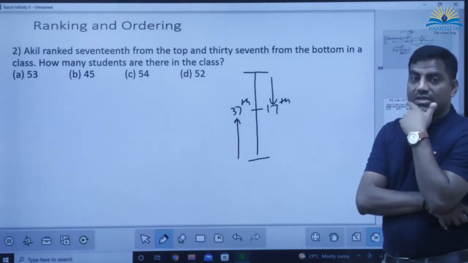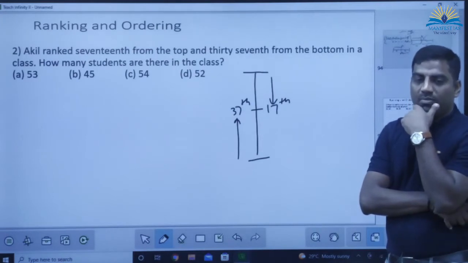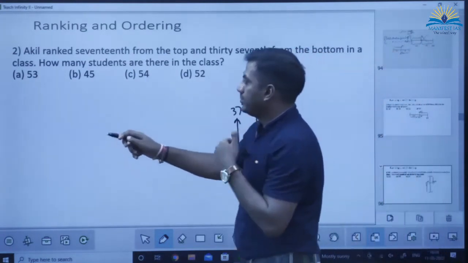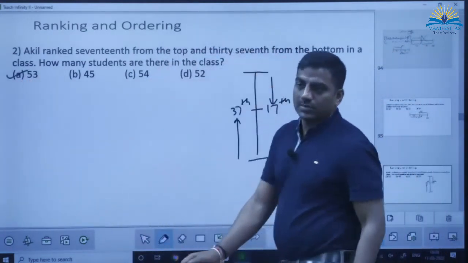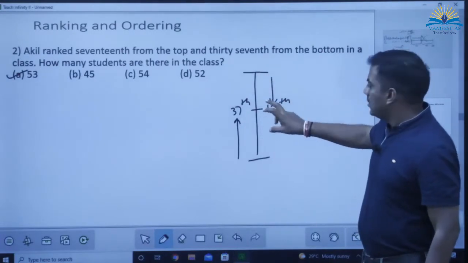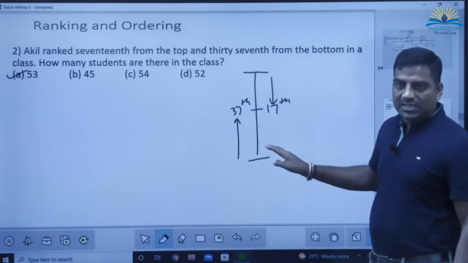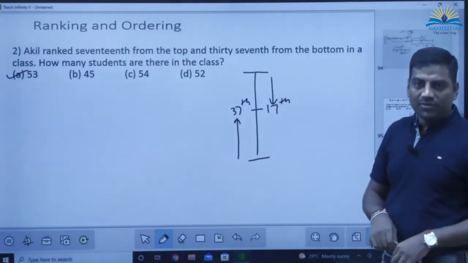How many students are there? 17 plus 37 minus 1 for double counting. So 53. No problem whatsoever. Or 16 in the top, 36 in the bottom, and Akhil himself. 16 plus 36, 52, plus Akhil himself, 53.